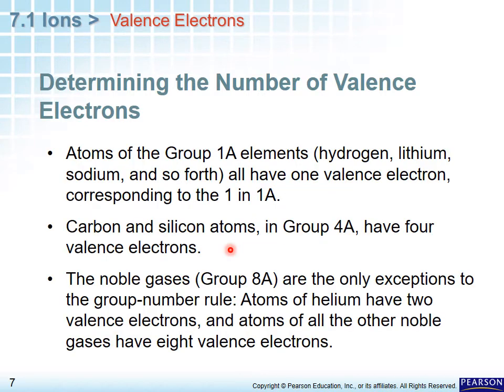So atoms of group 1 elements, hydrogen, lithium, sodium and so on, have one valence electron, corresponding to 1A. All elements of group 1A have one valence electron. Carbon and silicon are in group 4, so they all have 4 valence electrons. Same for the noble gases, which are group 8. So in all noble gases, or group 8A, how many valence electrons? 8.